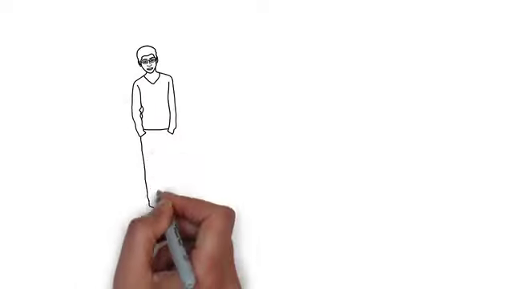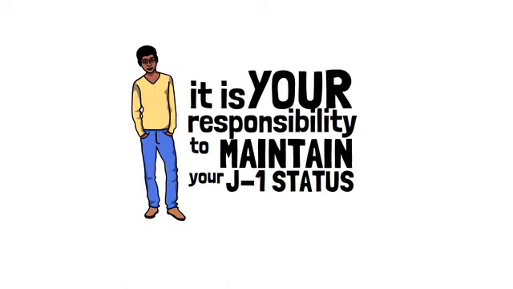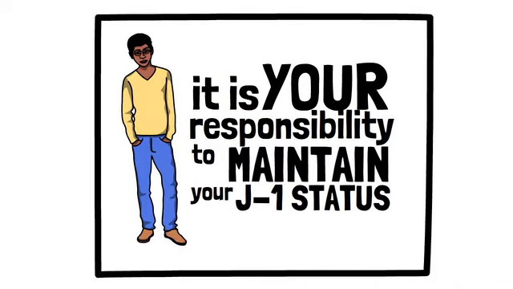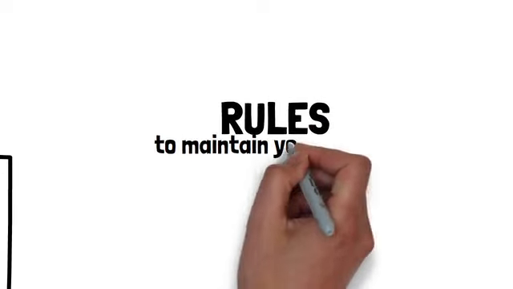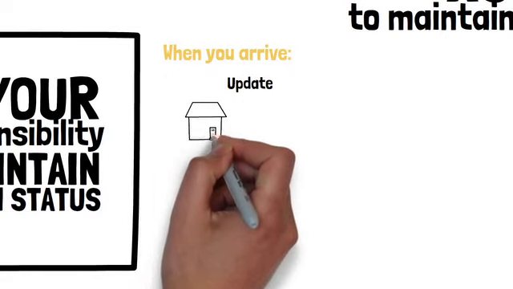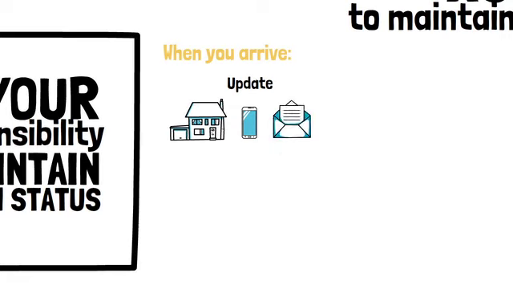As a J1 exchange visitor, it is your responsibility to maintain your J1 status. Failing to do so can have serious long-term consequences. Let's go over some important rules to help you maintain your status. When you arrive, you will be required to update your local physical address, phone number, and email.